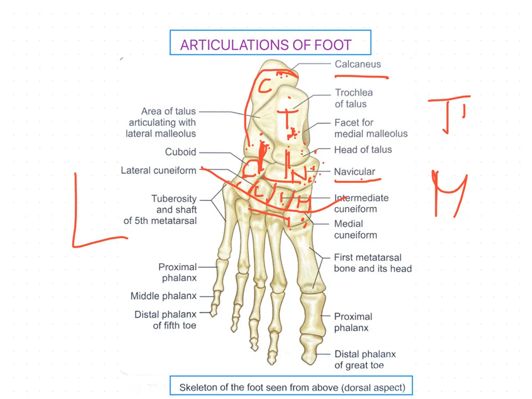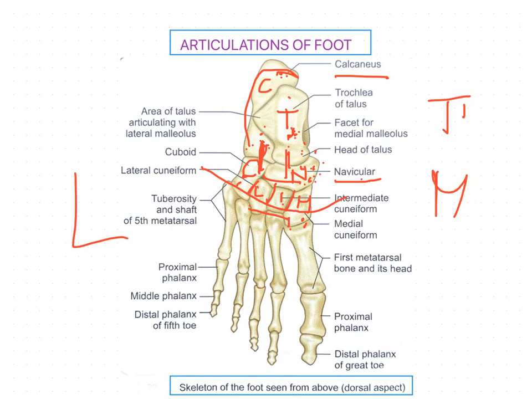Of course, the joints which are formed in between all the tarsals are called intertarsal joints. We have discussed the main intertarsal joints, that is the subtalar joint or talocalcaneal joint, the talocalcaneonavicular joint, and the calcaneocuboid joint. These are the main intertarsal joints. And the small intertarsal joints include the cuneiforms with the navicular and the cuboid.